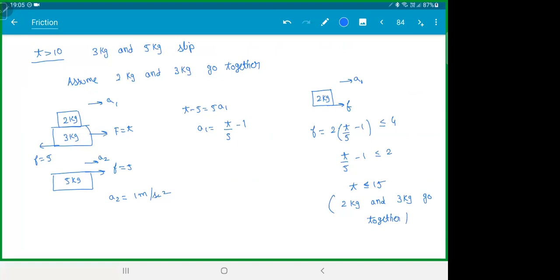Please check this thing. So 0 to 10, all go together. 10 to 15, 2 kg and 3 kg go together. After 15, all are slipping. So we have to draw one more FBD. I think I can show you here only. For t greater than 15. I'll show it on the next page. I'll not scribble it here. But please check this out. This is how you handle 3-block problems.